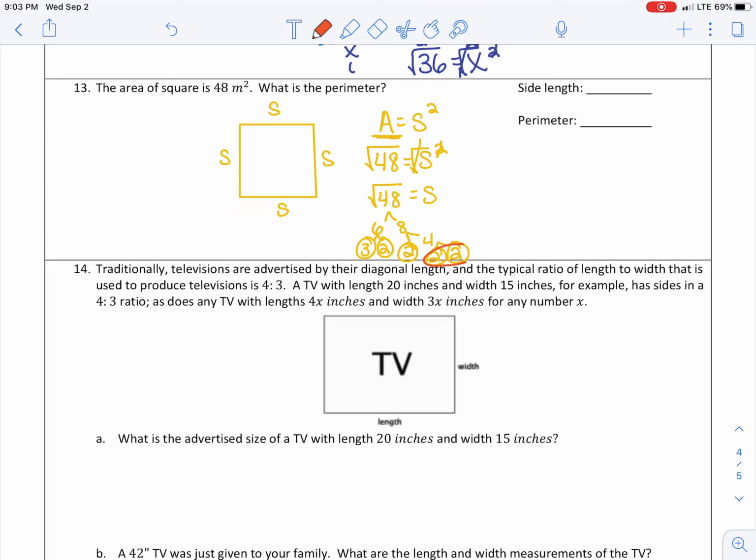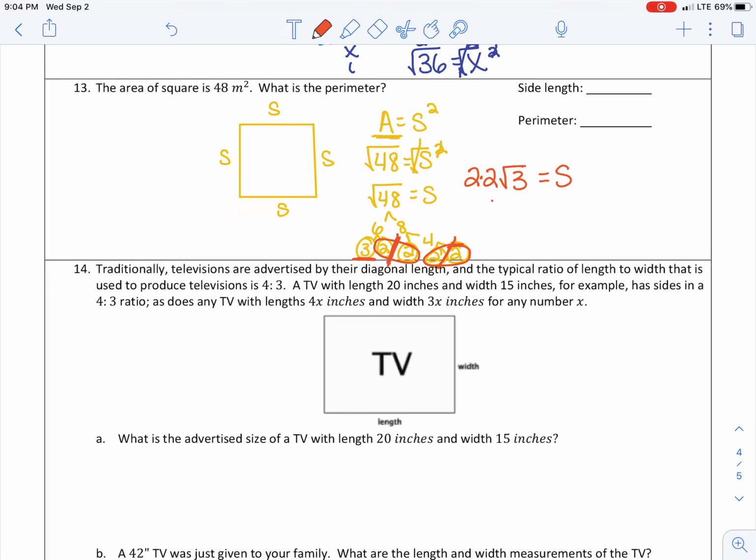We have a pair of 2's here, and we have a loner 3 here. So I take one from this pair, one of my 2's, and one of my 2's from this pair, and bring those both outside the radical, and then my loner 3 stays underneath the radical.